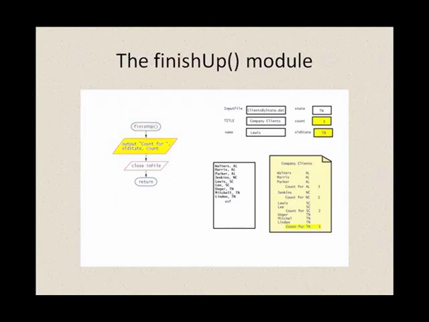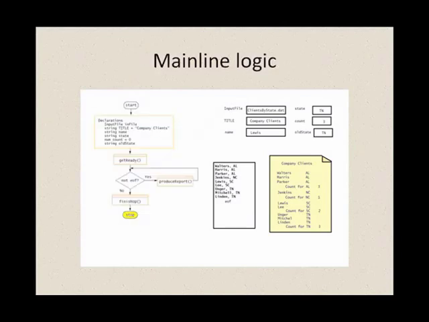In the finishUp module, you'd output the count for the last state, Tennessee. In this case, it's count 3. And then you can close the input file and return from the finishUp module. Back in the mainline logic, you stop the program, and you've successfully produced the controlBreak report.